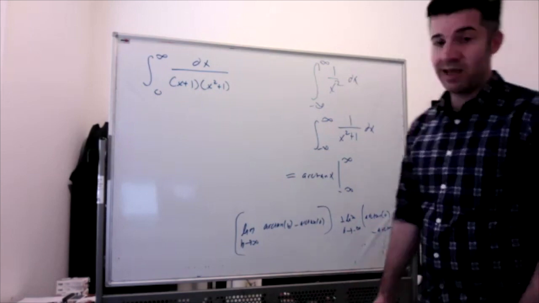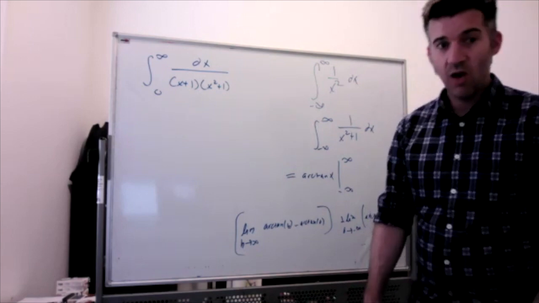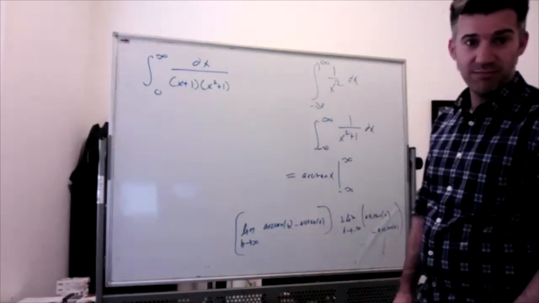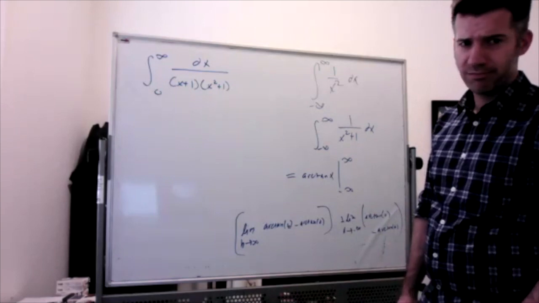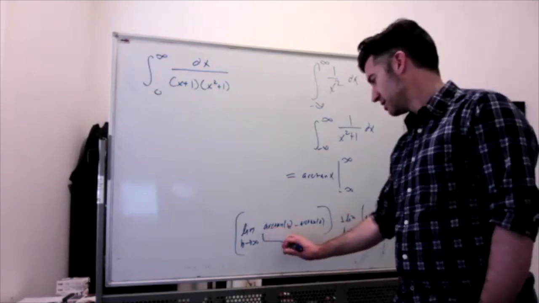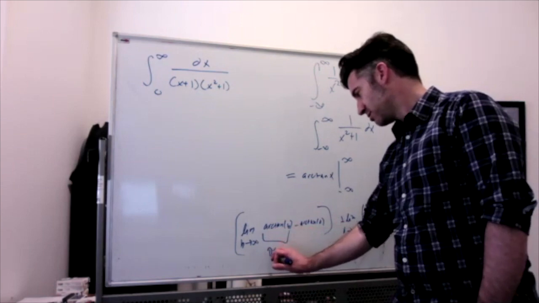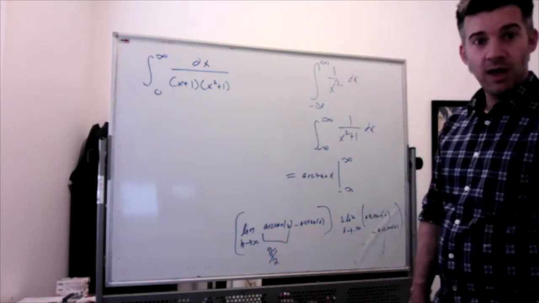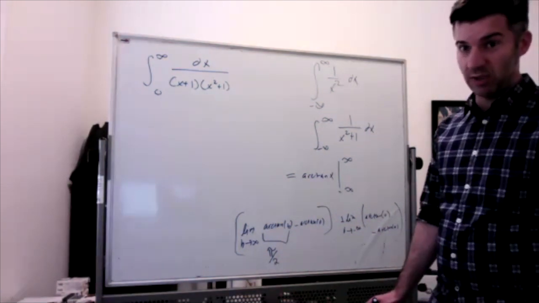And then here's a good question. What's the limit as b goes to infinity of the arctangent of b? Pi over 2. And the way we know this is by thinking about the arctangent graph.